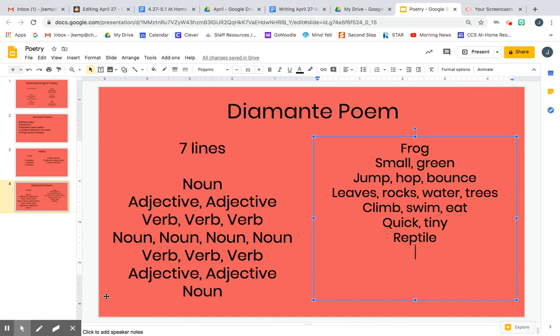Okay? You can write your poem about anything that you want. It can be a person, it can be an animal, it can be a place, it can be a toy, it can be a movie, whatever you choose. So go ahead on Seesaw and get started.